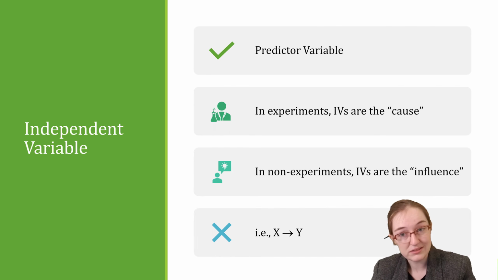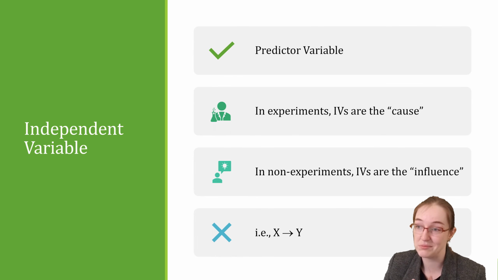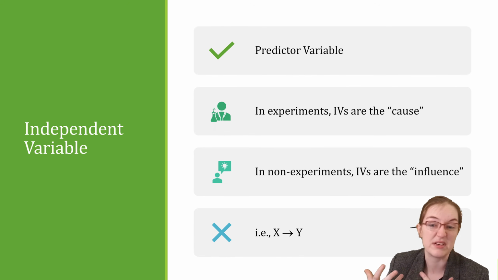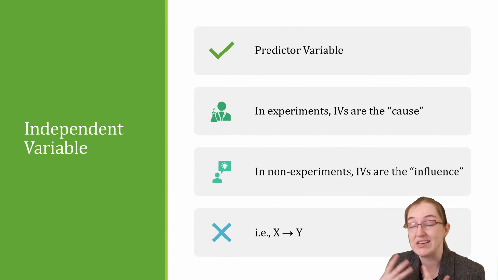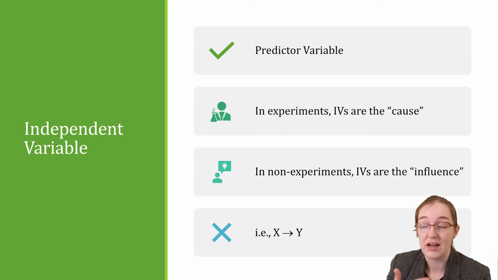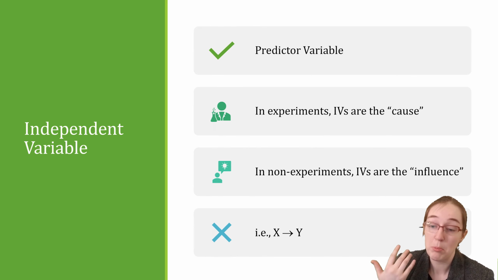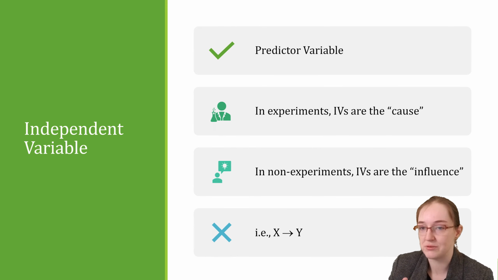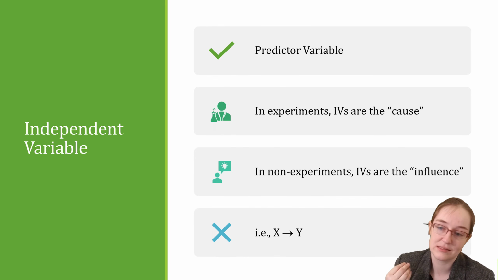So, independent variables. These can be thought of as predictors. Often we're referring to a variable that an experimenter has some direct control over and can manipulate. In experiments, IVs are the cause, but in non-experiments, which can still have independent variables, IVs are the influence. We can't eliminate alternative explanations for the most part in non-experiments, but we can still describe relationships. Typically this is the X variable.